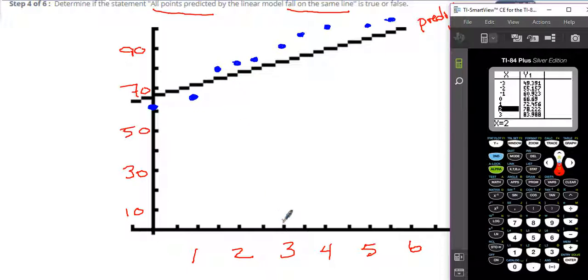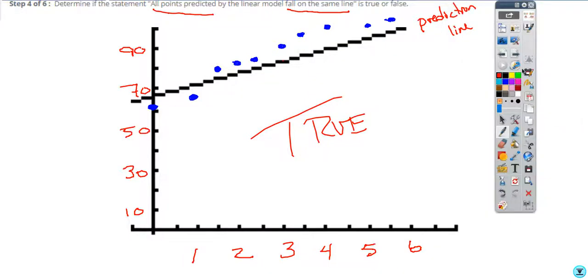At 3, we're at 84, and that's just a little bit above. So we're right on target. Every point that we predict is going to be on that predicted line. So the answer to this question is true.